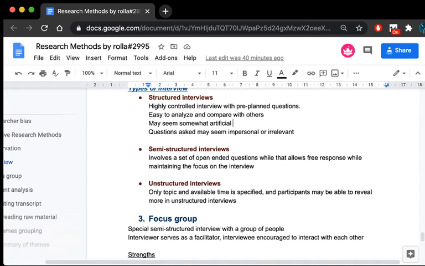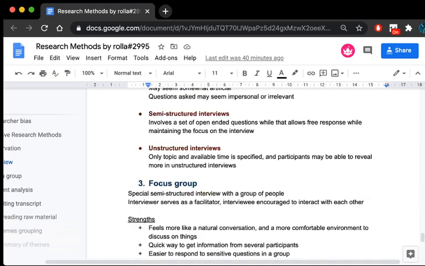Next up, we have semi-structured interviews. This is where you have a certain set of open-ended questions, and it allows free response, where researchers can ask more about a particular thing if they want to probe deeper into it. But they also have to try to maintain the focus on the interview if possible.